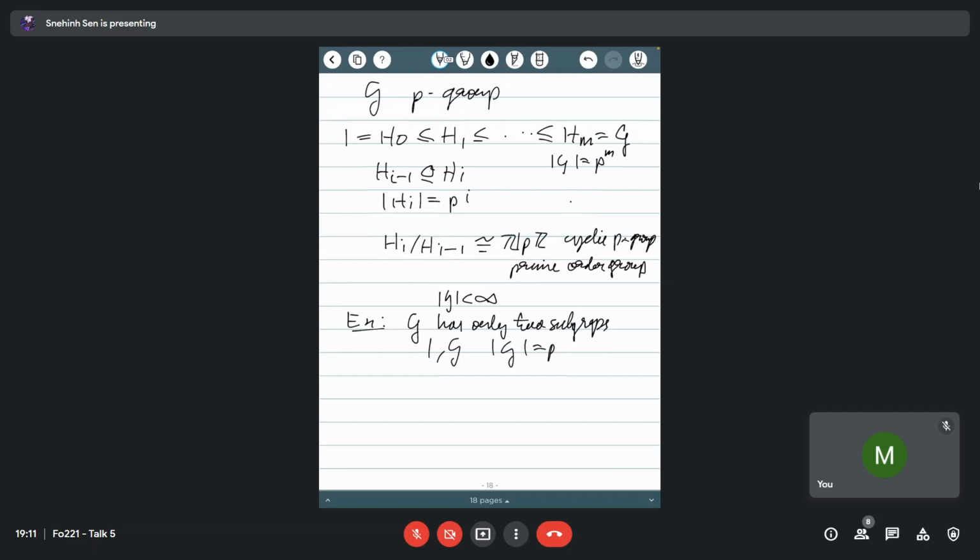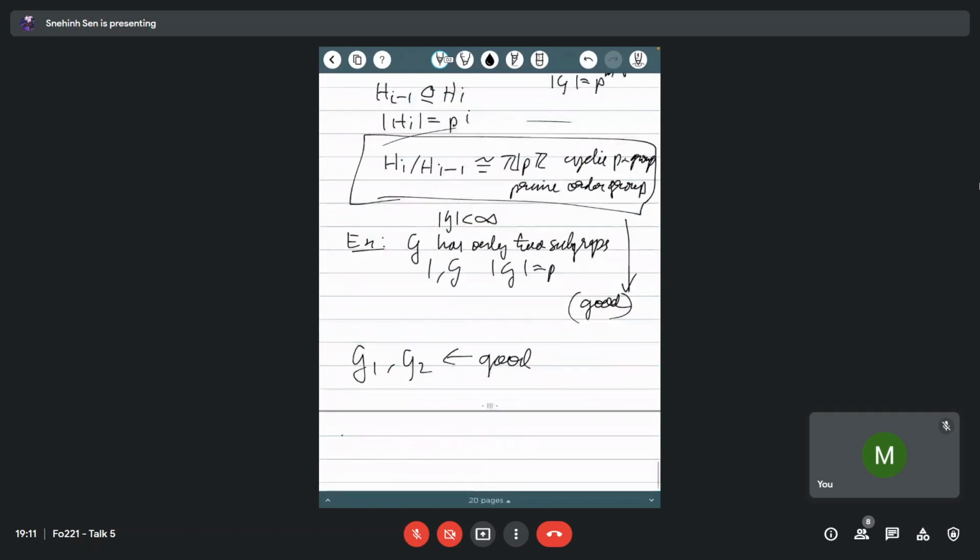So I claim that such a similar thing is also true for abelian groups. And the proof is very obvious. In fact, I'll call this property, say for now, a good property. So my claim is if G1 and G2 are both good, that implies G1 times G2 is also good.